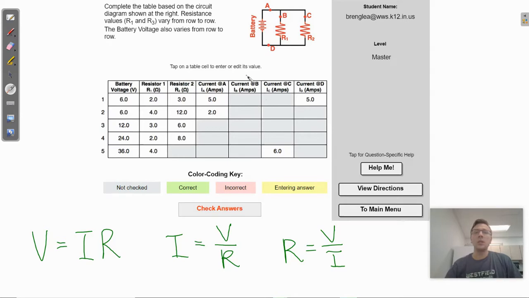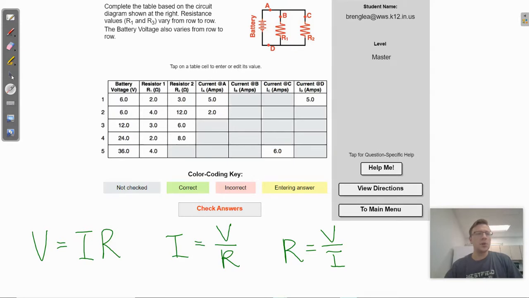The point is that if you add up the current in branch B and C, it should be equal to 5 amps in this very first one. Hopefully we understand that. Now, just to go through what they've given us, each horizontal row is a problem. We'll go through problem number 1 first, then move on to number 2. They're giving us the battery voltage. There are 2 resistors here, resistor 1 and resistor 2. And then it wants to know the current at all of the different points. Again, A and D should match. B and C should add up to that number.